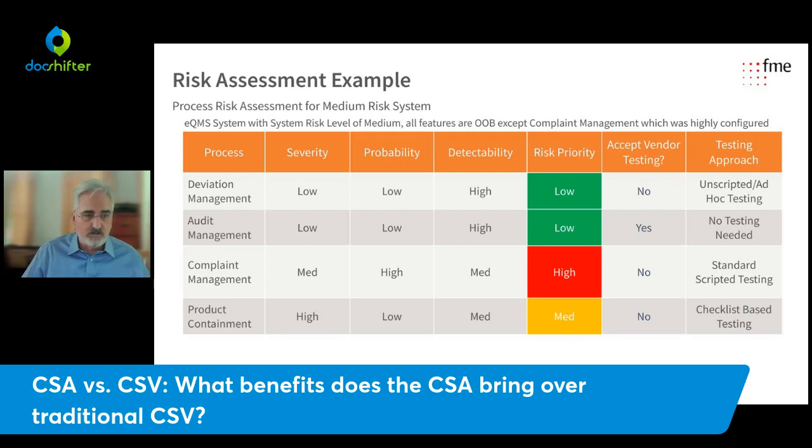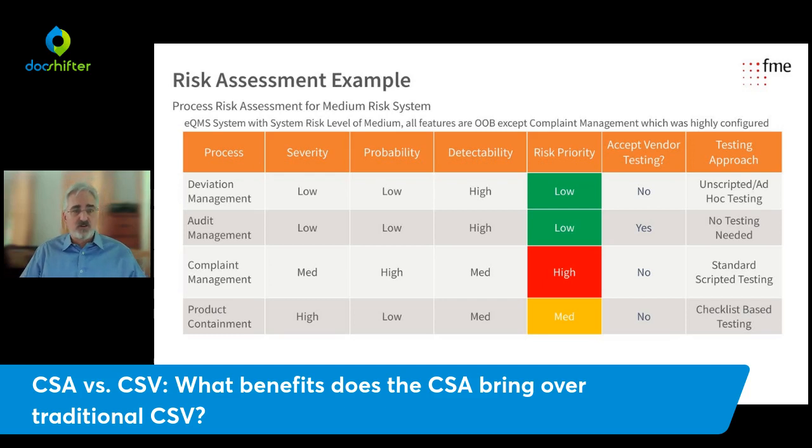We haven't configured anything. We know if we have a problem, so the risk is very low. And notice what CSA tells us in this context is we can do unscripted or ad hoc testing, which is blasphemy to most IT quality people. However, that's the case when we're focused on quality and critical thinking. Audit management, we have a different situation. We have vendor materials, test materials that we can leverage to prove that audit management works. So we don't even need to test that section.